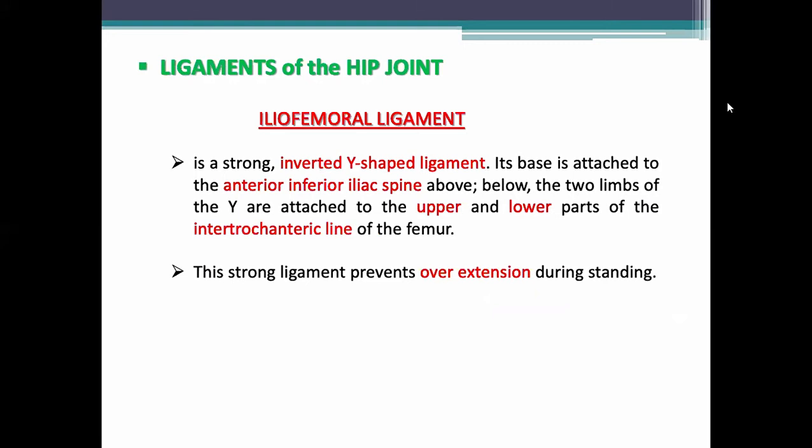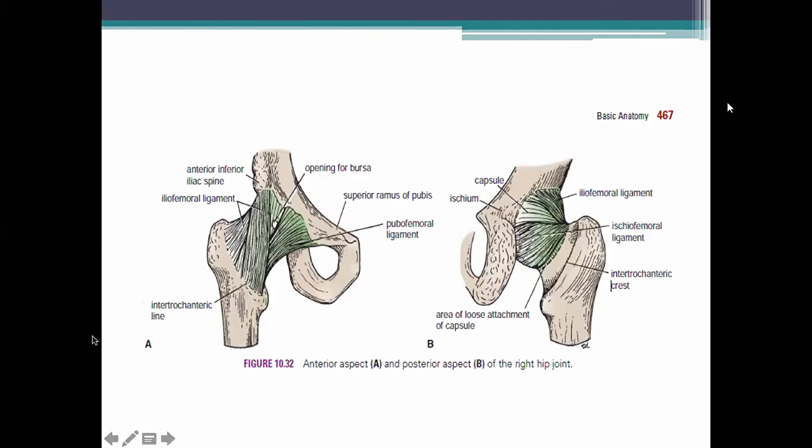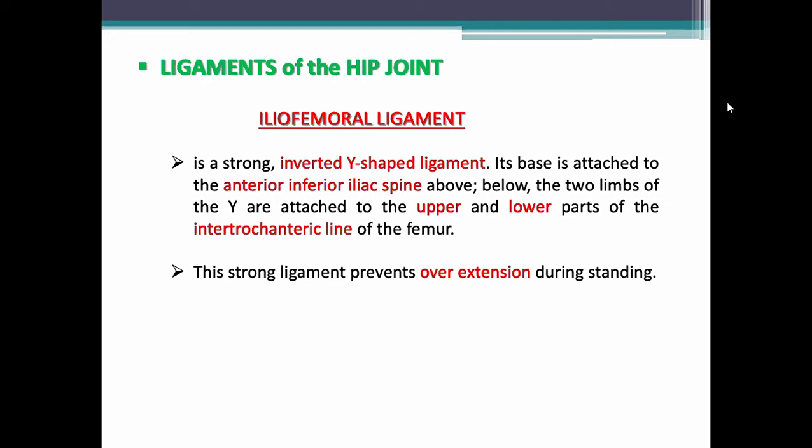The ligaments of the hip joint. Number one is the iliofemoral ligament. It's a strong inverted Y-shaped ligament from the anterior inferior iliac spine to the upper and lower parts of the intertrochanteric line. Its base is attached to the anterior inferior iliac spine above. Below, the two limbs of the Y are attached to the upper and the lower parts of the intertrochanteric line of the femur. This strong ligament prevents overextension during standing.